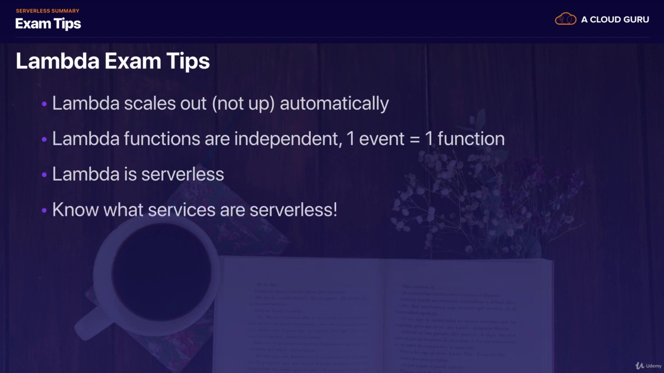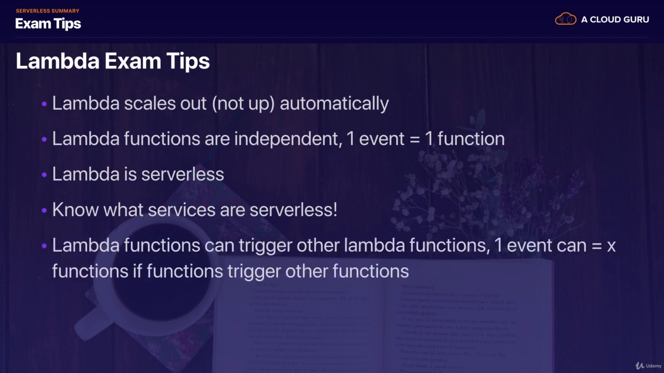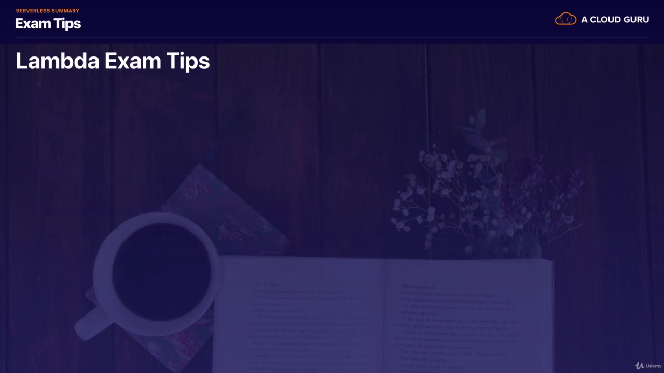Remember that Lambda is serverless. Know what services are serverless. So RDS is not serverless, with the exception of Aurora Serverless. Lambda functions can trigger other Lambda functions. So one event can actually equal 10 functions or 20 functions or 50 functions or even a million different functions if functions are triggering other functions.